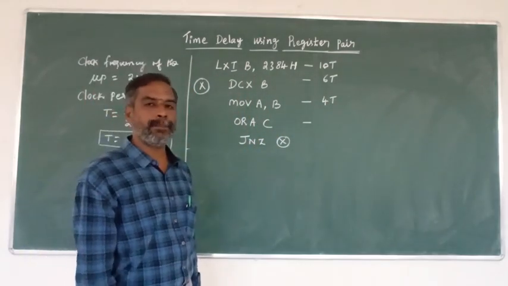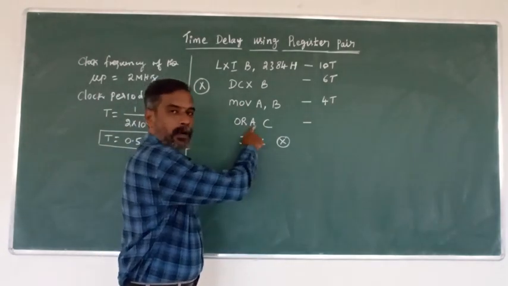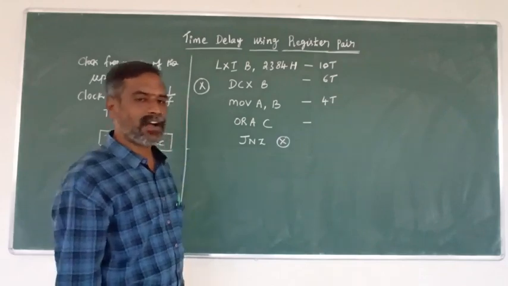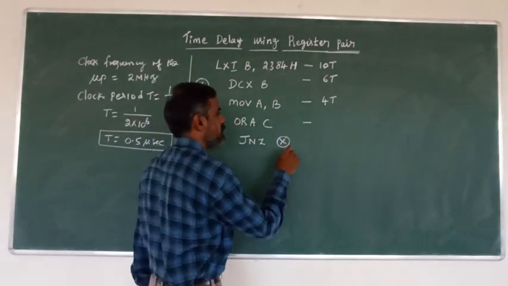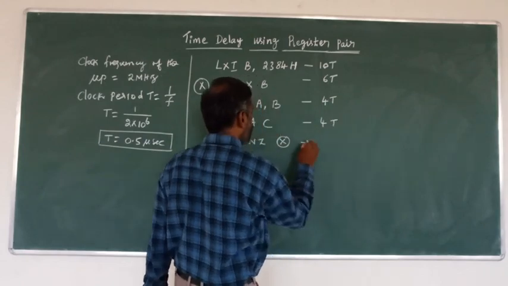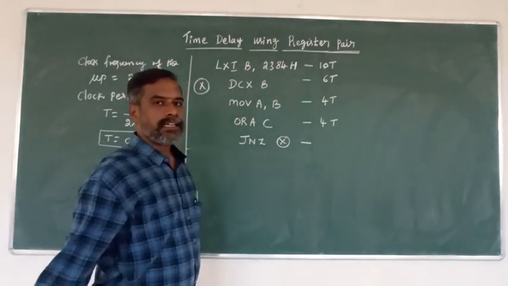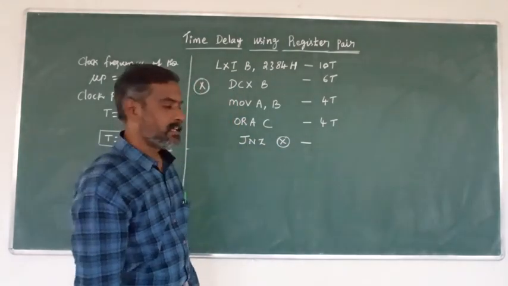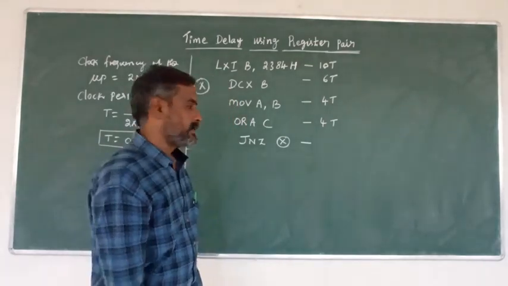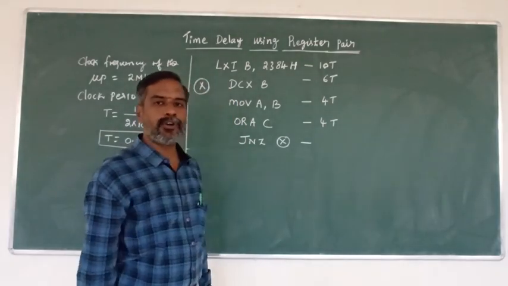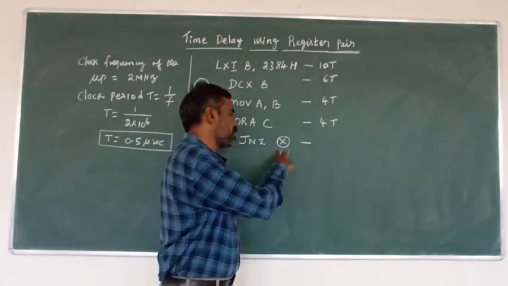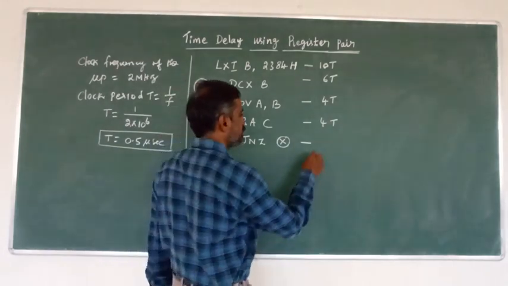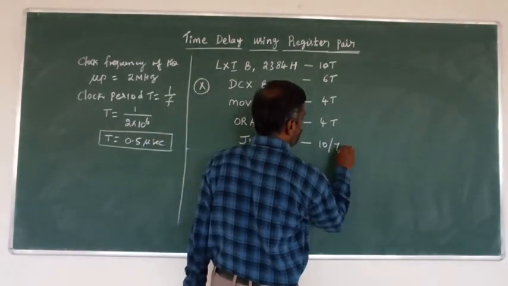ORA C means logically OR the accumulator with the C register. This is also a 1-byte instruction, only an opcode related to 8 bits. It requires 4 T states. And JNZ with the 16-bit address jumps to this address location if the condition is satisfied. This is a 3-byte instruction. The first byte represents the opcode, 4 T states, and the 16-bit address requires 6 T states. Total 10 or 7 T states required.